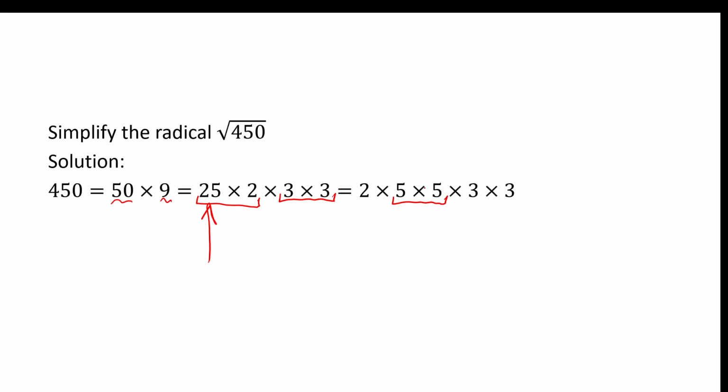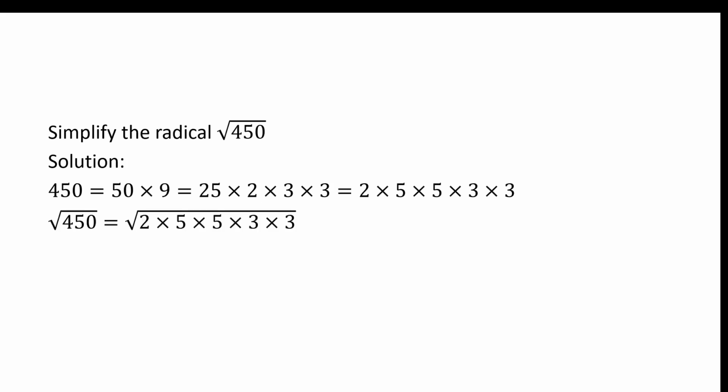Now, regardless of how one gets there, we'll all agree if we do it correctly on the ultimate prime number decomposition. So that tells us that the square root of 450 is equal to the square root of 2 times 5 times 5 times 3 times 3.